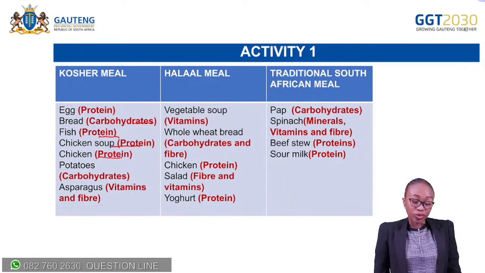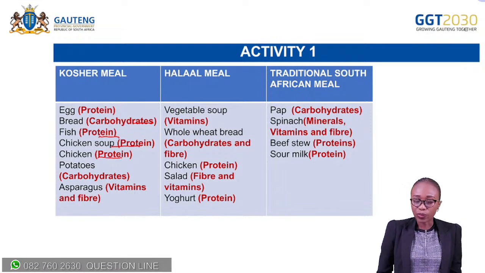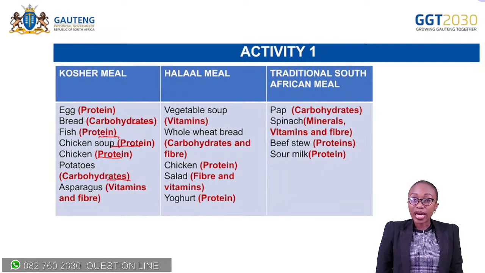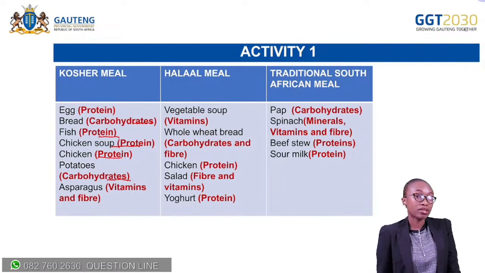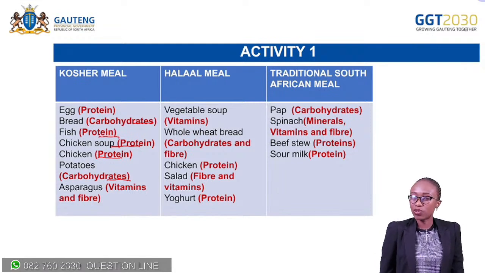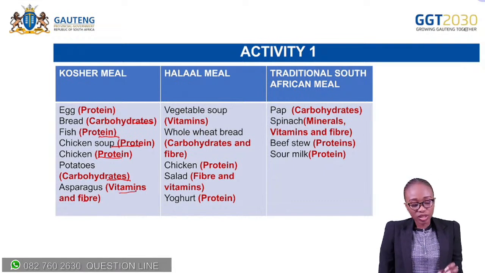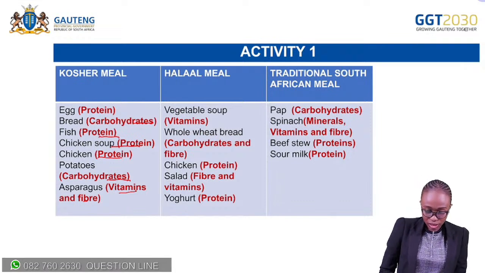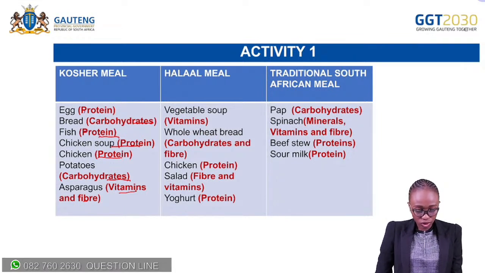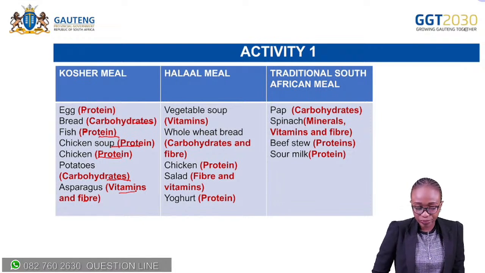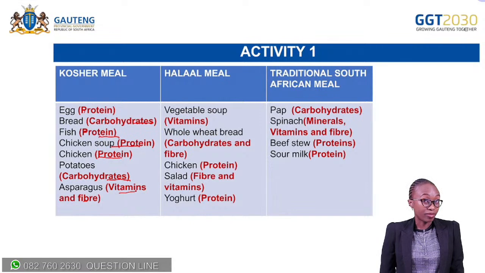Proteins. They also had potatoes in the kosher meal. Which nutrient do we find in potatoes? Carbohydrates. They also ate asparagus. Asparagus is a type of vegetable. What do we find in asparagus? We find vitamins as well as fiber. So these are the nutrients that were in the kosher meal. We had proteins, quite a number of proteins, 1, 2, 3, 4. We also had carbohydrates, 2 kinds, bread and potatoes, and we also had vitamins and fiber. Can you say this is a balanced meal?